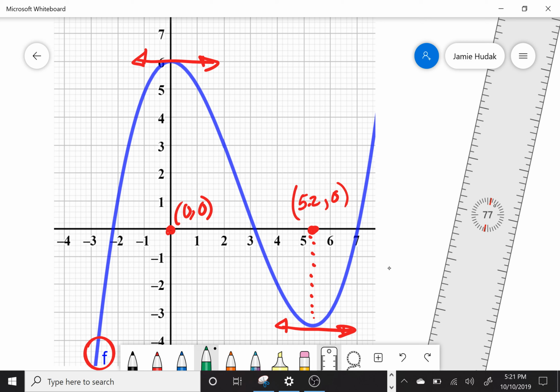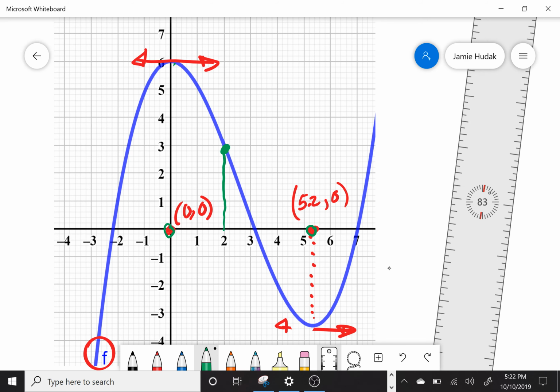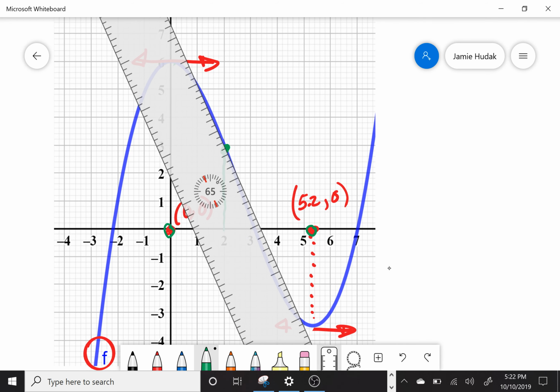Now, I just want to highlight this section of the graph and notice that the graph has a downward trend here. That means that all of these slopes along this part of the graph will have a negative value. So between this intercept and this intercept, all of the slope values in between will be negative. So I'm just going to look for a value here at 2. I'm going to put a point there. I want to find the slope. I'm going to take my ruler so that I can draw a tangent line here.